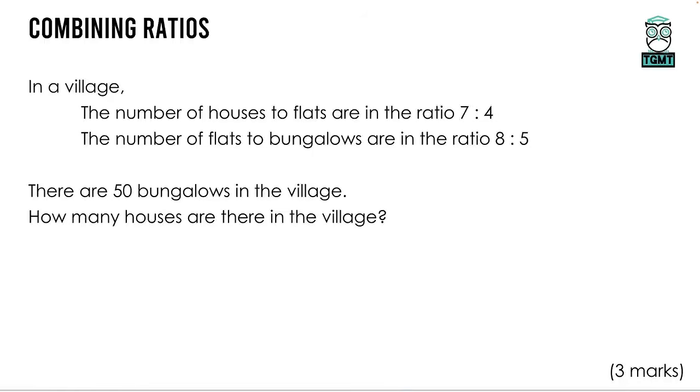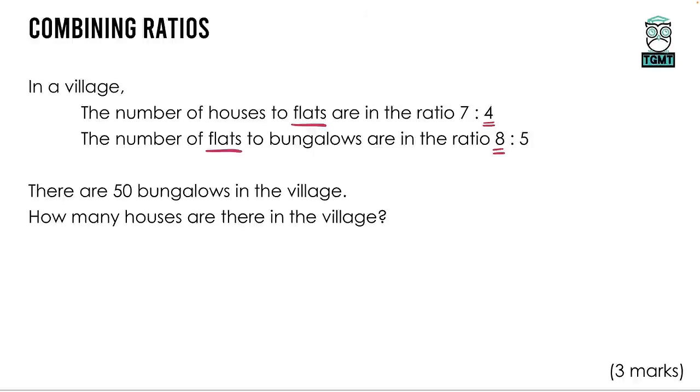And on to combining ratios. It says here, in a village, the number of houses to flats are in the ratio 7:4, and flats to bungalows are in the ratio 8:5. It says there are 50 bungalows. How many houses are there? Now in this scenario here, you can see in the language that flats is in both of these ratios. But in one ratio, it's represented by a 4, and in the other ratio, it's represented by an 8.